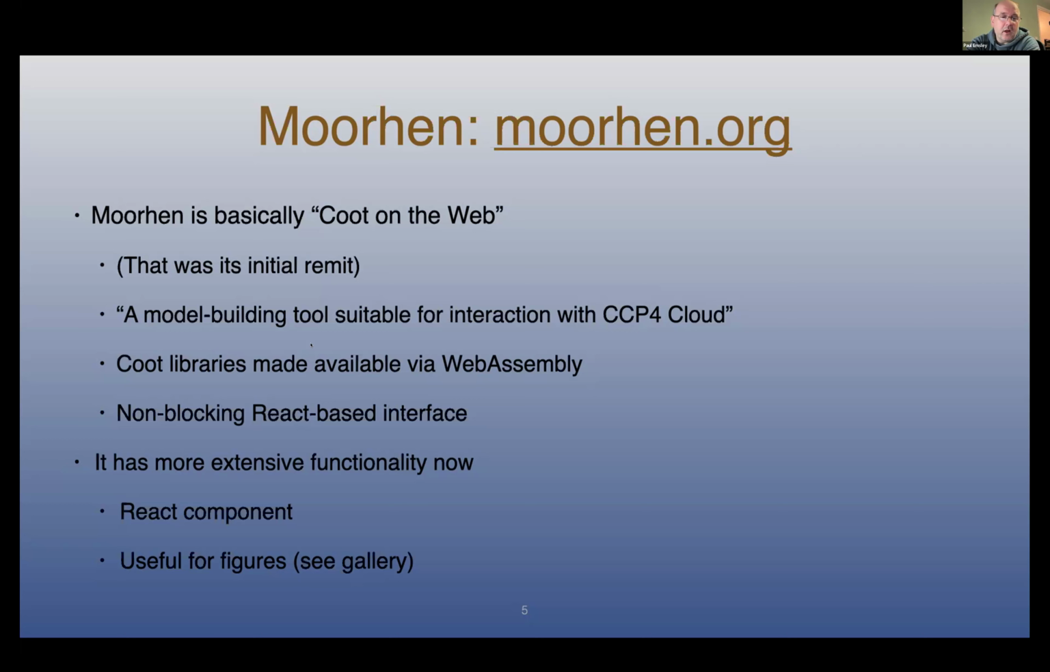So as I said, we take the Coot libraries, which are now split off away from the GUI, and add into it a modern React-based interface in the web browser. It has more extensive functionality now, more than just Coot on the web. It is a React component, so you can get it from npm if you're interested in that. And we've been working on improving the way Coot represents the structures, and they may be useful for figures. And there's a gallery, so if you go to moorhen.org/gallery, you can see some examples. More on that in a moment.